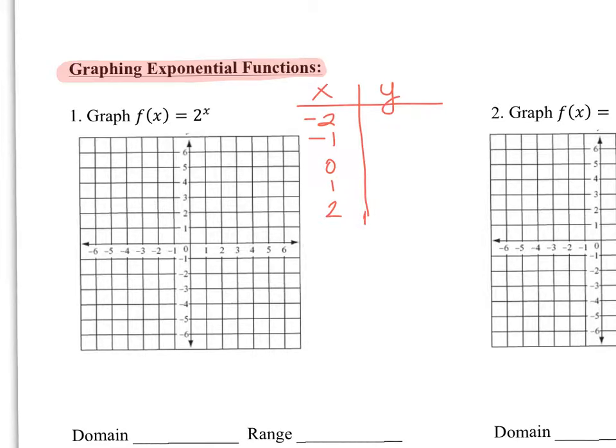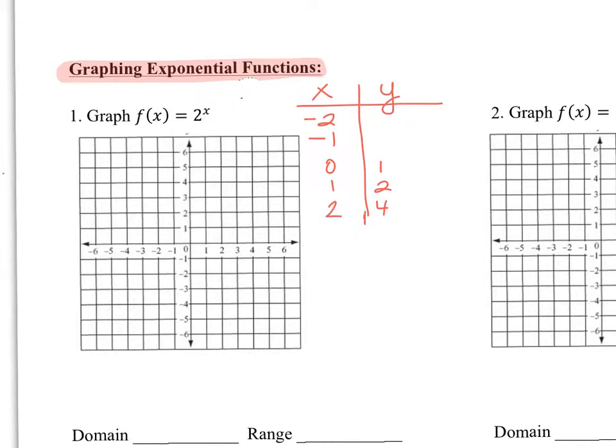Now all I've got to do is plug these values in for x. Let's just do 0 first because everybody likes 0 the best. If I plug in 2 to the 0 power, what's that going to equal? Well, that's going to equal 1. What if I plug in 2 to the first power? Well, that's just going to be 2. And if I plug in 2 squared, that's going to be 4.